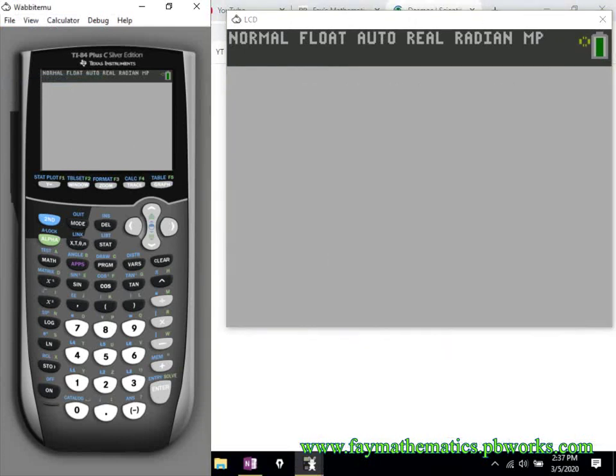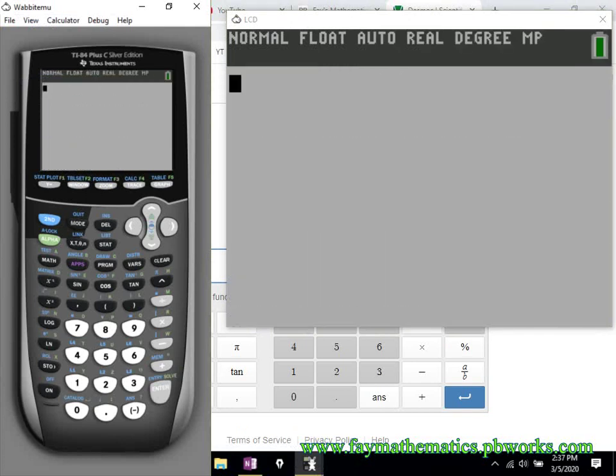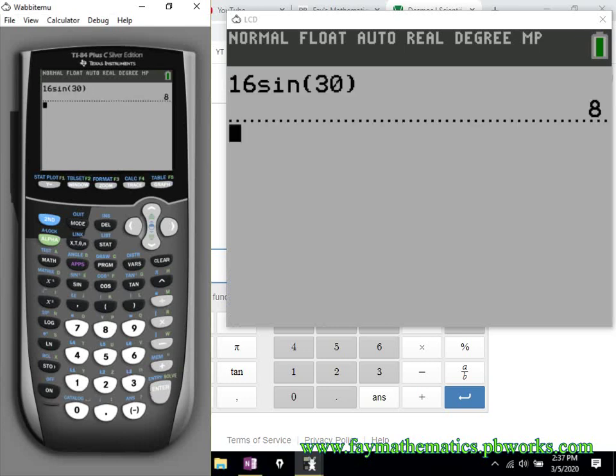Make sure you're in the right mode. Go degrees. And we're going to type in 16 sine of 30. And what's it spit back? It gives me the 8 that we knew we should have gotten if we would have used special right triangles, correct?